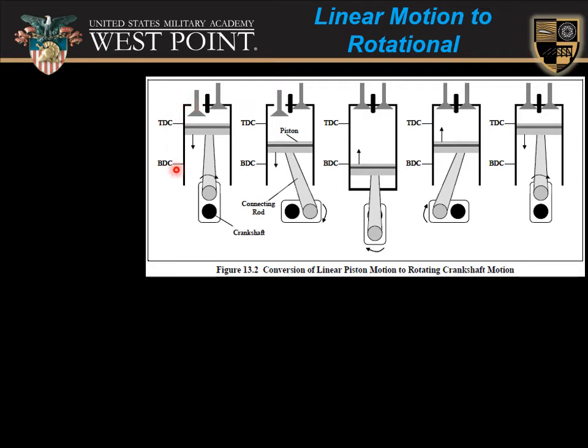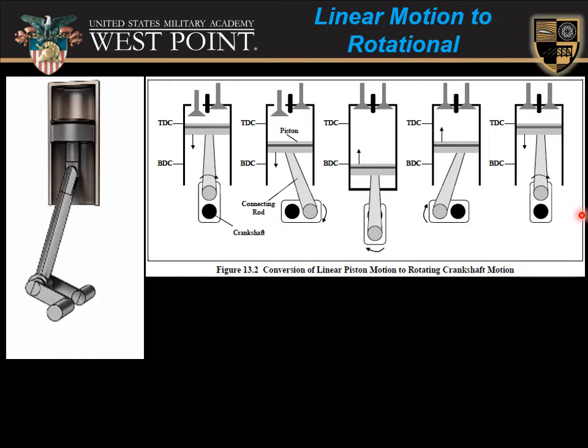So we have a cylinder, a piston within that cylinder. That piston is connected to the crankshaft via the connecting rod. And notice that connecting rod is connected to the crankshaft off center from the rotational axes, or the longitudinal axes of the crankshaft. Therefore, when the piston moves between top dead center and bottom dead center in a linear fashion, it causes the crankshaft to rotate about its longitudinal axis in a rotational manner.